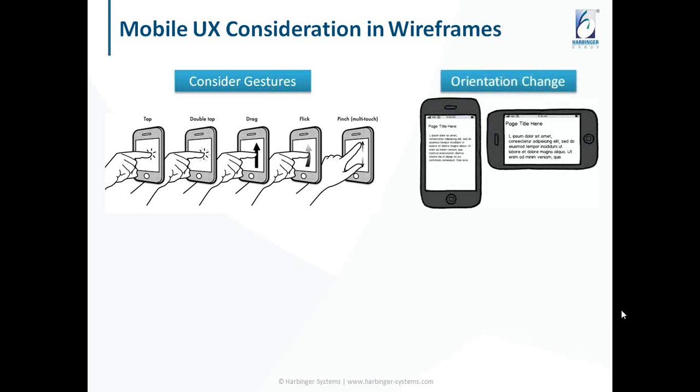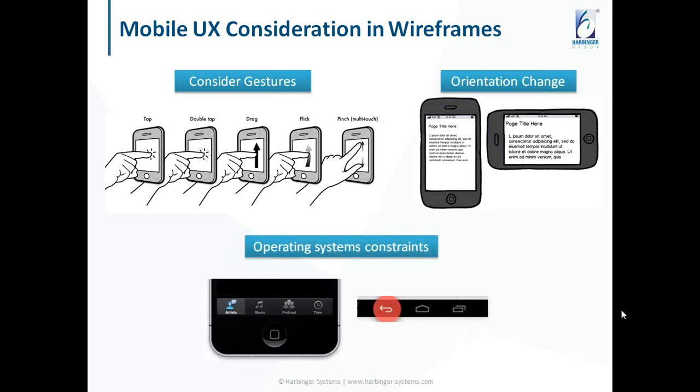Next is the orientation change factor, for which the designer needs to design according to landscape and portrait as the user changes the position of the phone. Third are the operating system constraints. Certain phones have only one single button which performs all the functions, whereas some devices have 3 or 4 buttons and some have a keypad also. So the designer needs to keep all these factors in mind and then design accordingly.